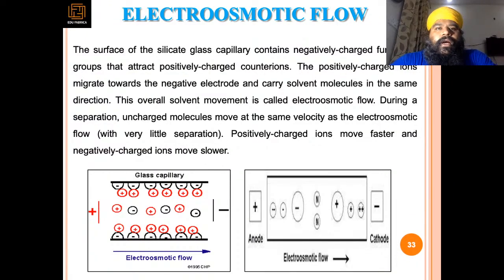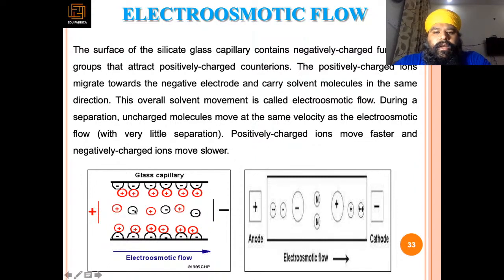Then comes a third one, electroosmotic flow. In this, the silicate glass capillaries contain both negatively charged surfaces and positively charged counterions. We give this electroosmotic flow a positive and negative end. Over the negative glass plate, the positive ions will be attached, and once they get saturated, in between we will have plus and minus only.